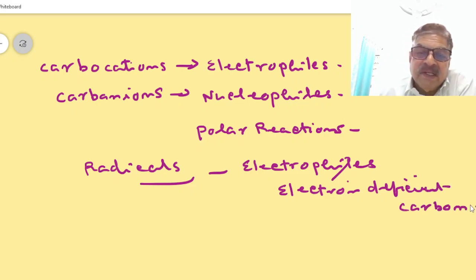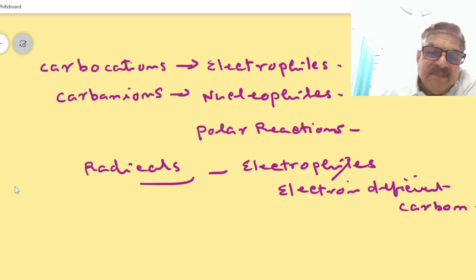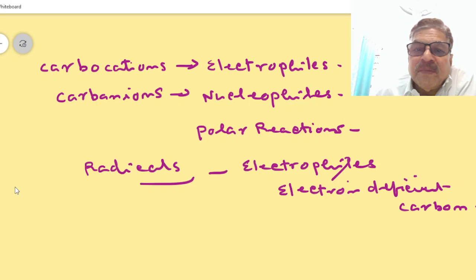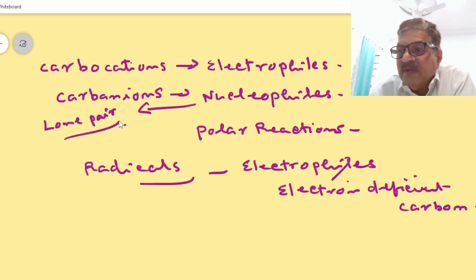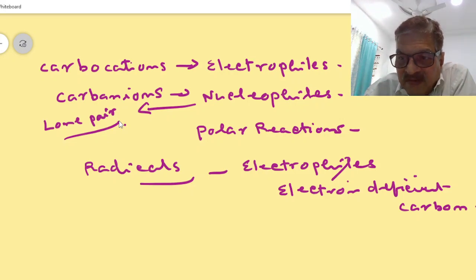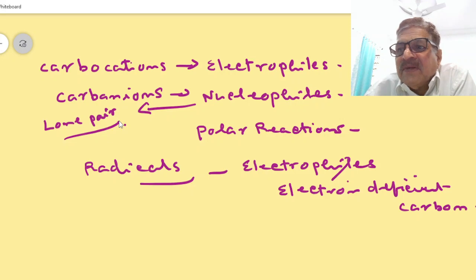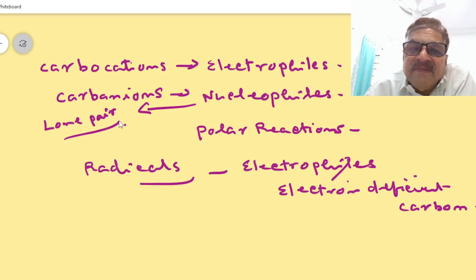But carbanions are nucleophiles because they contain a carbon atom with a lone pair of electrons. Carbanions are nucleophiles because they contain a lone pair, a negatively charged carbon. Therefore, they are nucleophiles here. This is a brief introduction about radicals, carbocations, and carbanions.